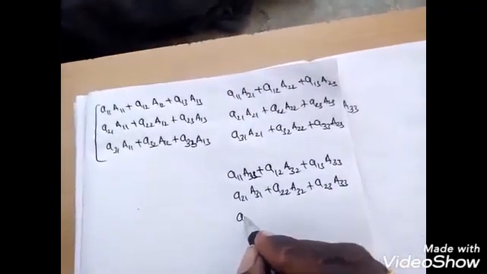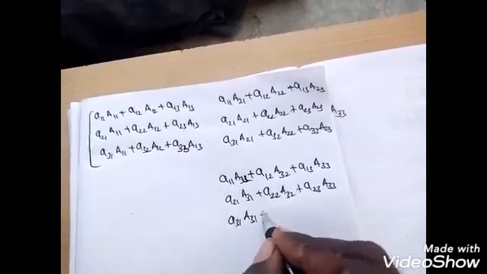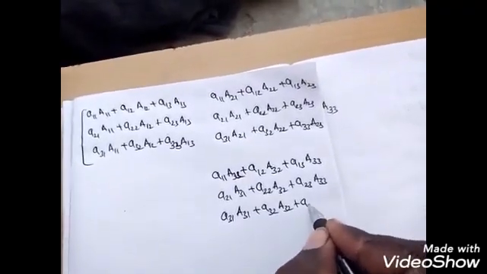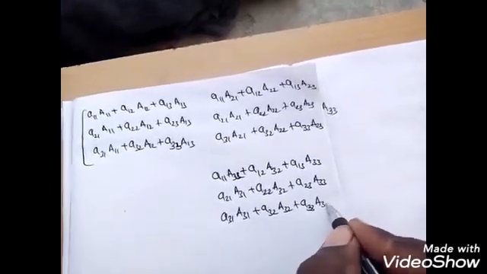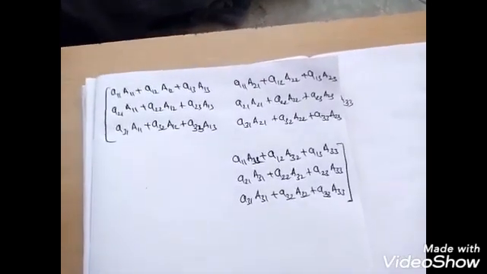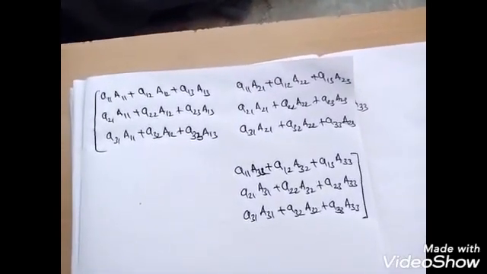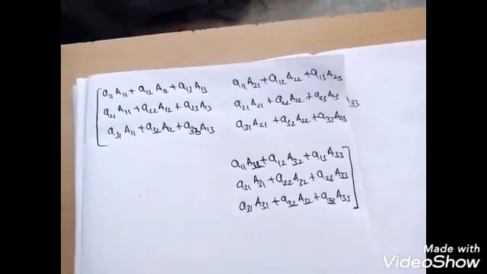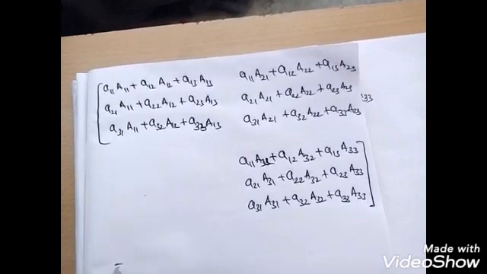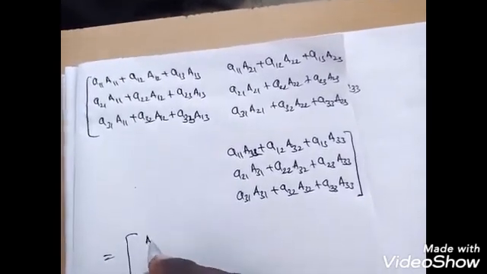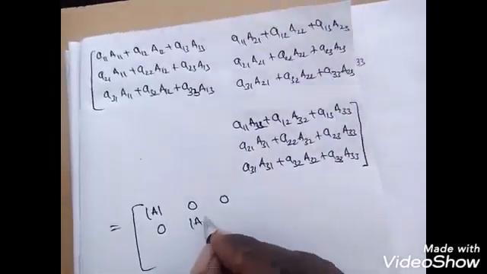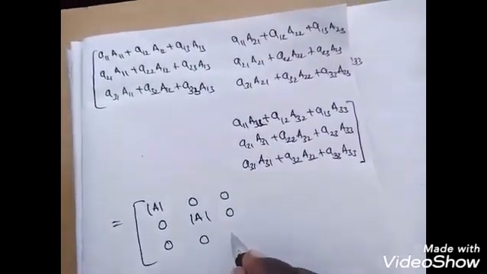Next A31, A31 plus A32, A32 plus A33, A33. Already you have studied the property: the sum of the product of the elements with their respective cofactors is called the determinant, and the sum of the product of the elements with the other cofactors is 0. Therefore, what you are going to get is det A 0 0, 0 det A 0, 0 0 det A.